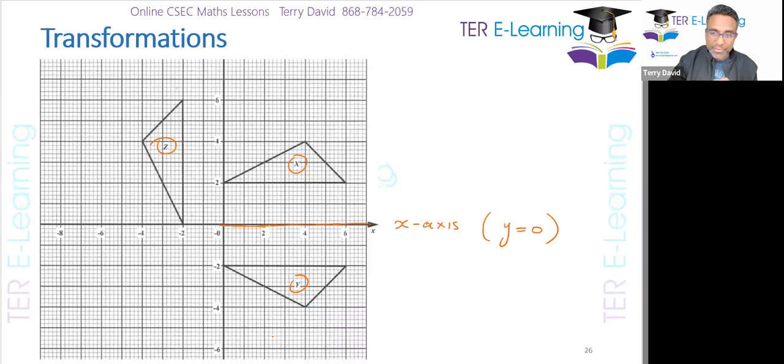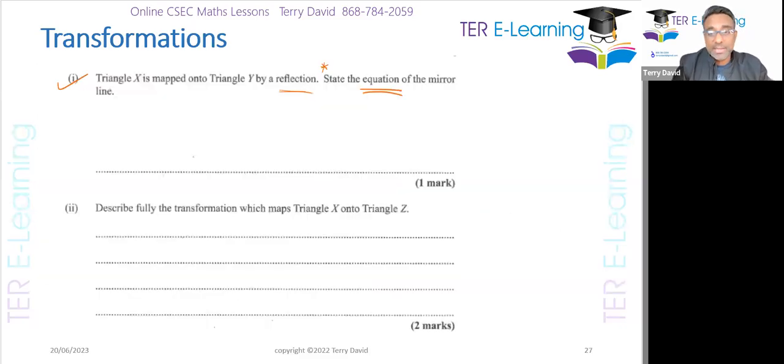The equation of your x-axis is this, right? A lot of people just put x-axis here and CXC did not give them the mark for this, because they wanted the equation. So this here is y is equal to 0. That's the answer they want. Everybody good? Making sense?